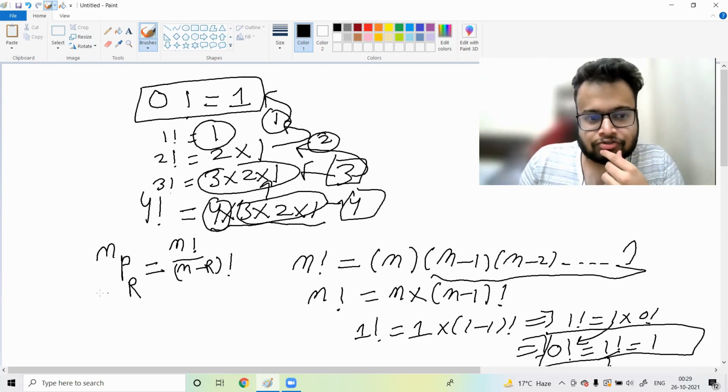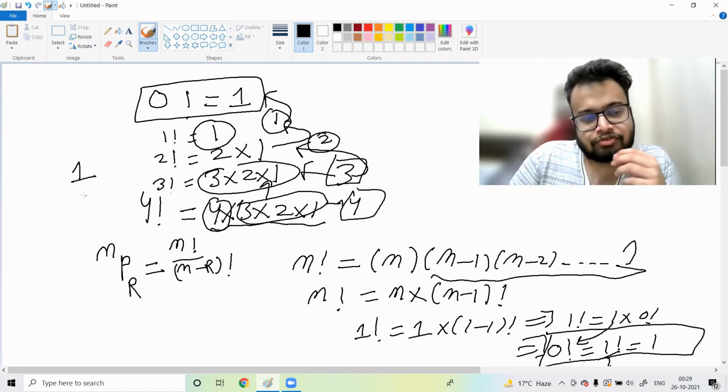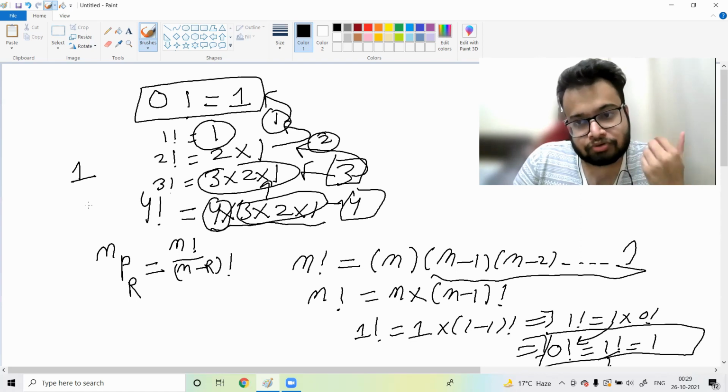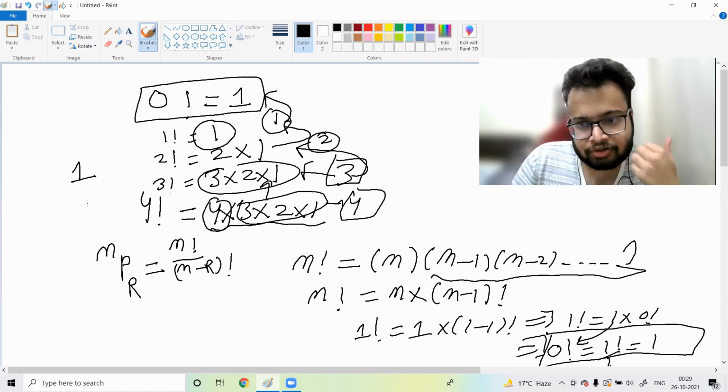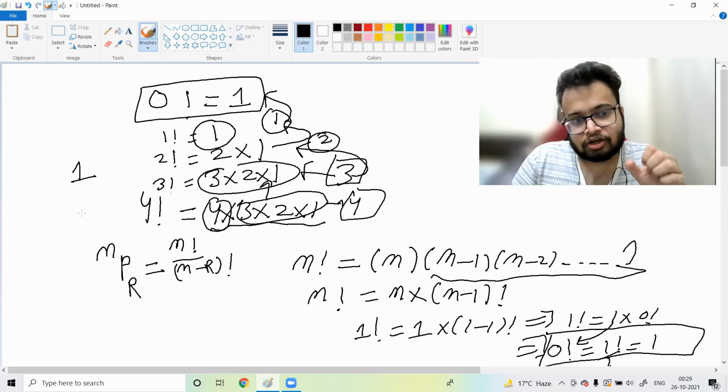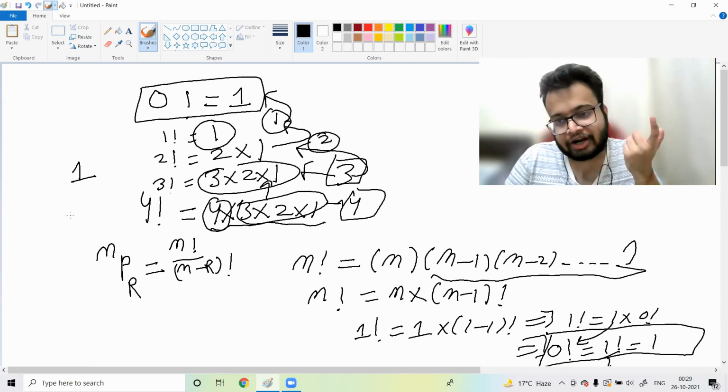So let's suppose that I have one place, like n equal to 1 and r equal to 1. So I have to pick one thing out of the one thing, and I have to arrange it after that. So there will be only one way for that, right? Because I have to pick one thing out of one thing, I will pick only that thing only, right?